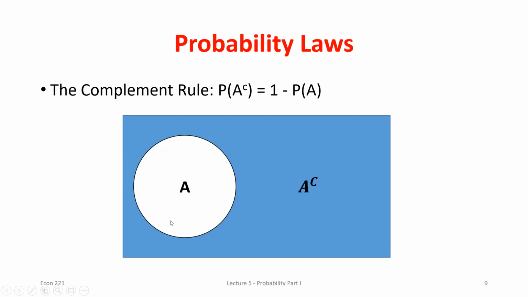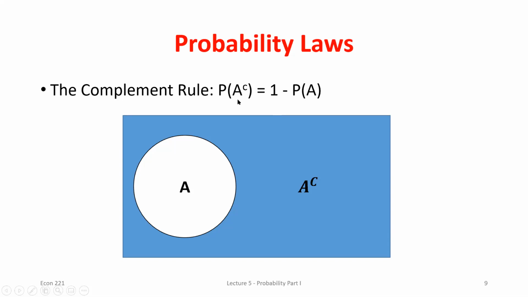All the experimental outcomes in event A are in this white circle, and then everything that's not in event A, the complement, is this shaded blue area. So if I add that white area to that blue area, well, that is every possible outcome. So I know those two things have to add up to 1. So the probability of A plus the probability of its complement have to add up to 1.